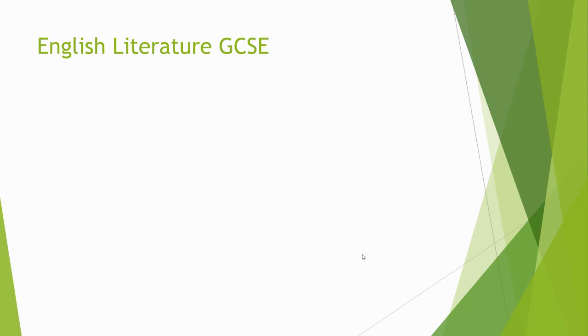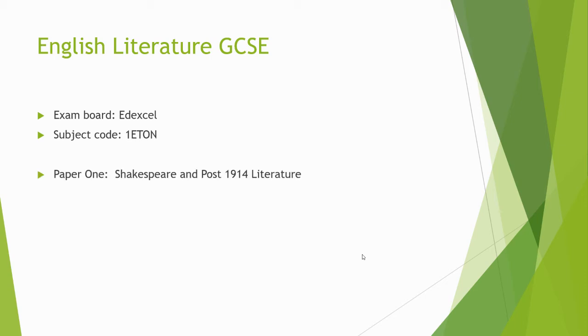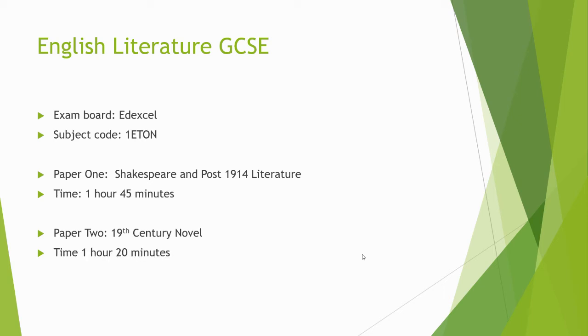Now I've finished talking about GCSE English language, and now I'm going to move on to GCSE English literature. Again, the exam board we use is Edexcel. This time, the subject code is 1ET0. In GCSE English literature this year, we have Paper 1, Shakespeare and Post-1914 Literature, which is 1 hour and 45 minutes. And Paper 2 is a 19th century novel, and that is 1 hour and 20 minutes long.